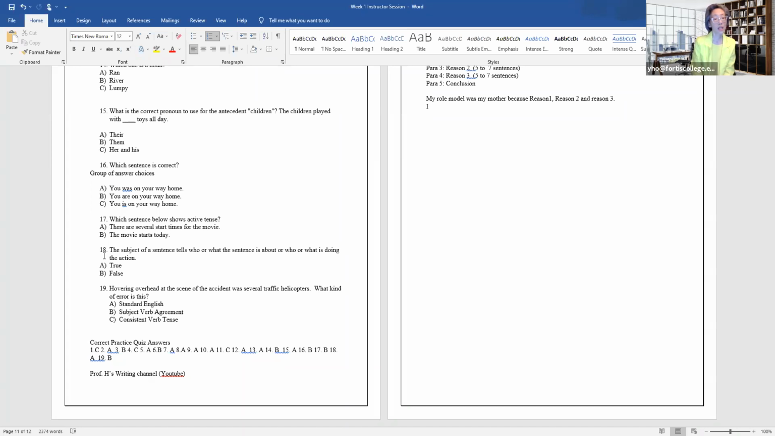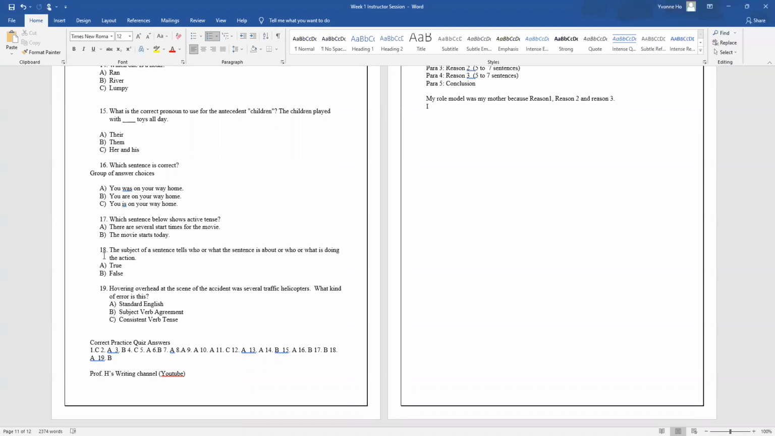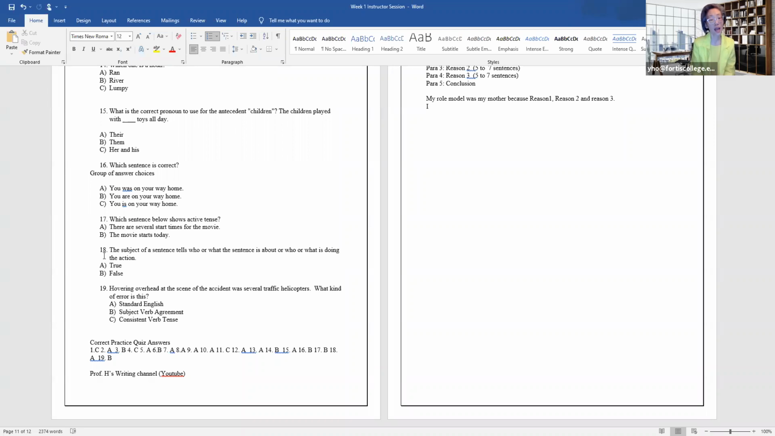The subject of a sentence tells who or what the sentence is about, or who or what is doing the action. Is that true or false? Gail, did I say Gail originally? Yeah, A, true. Always the subject of the sentence does the action.